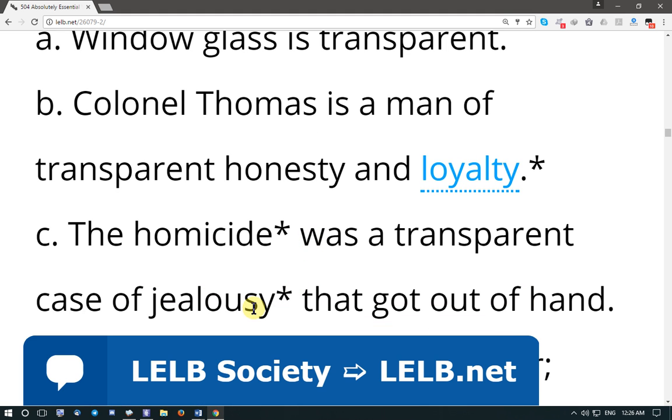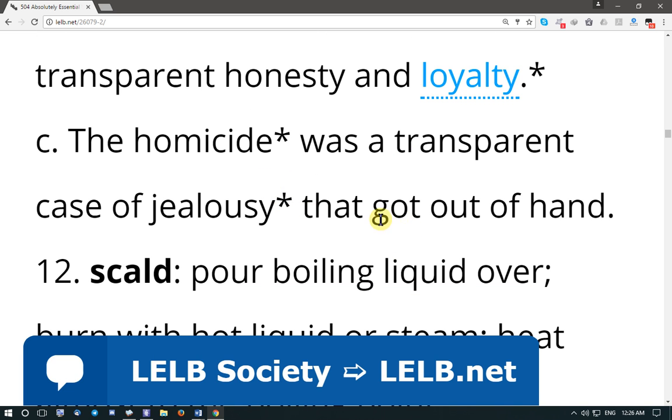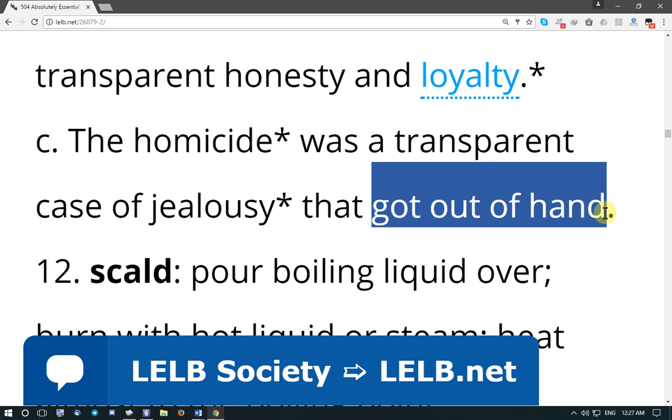Okay. The homicide was a transparent case of jealousy that got out of hand. Homicide means murdering humans. The act of murdering humans was a transparent or clear case of jealousy. So the reason for committing the homicide was jealousy that got out of hand, that became uncontrollable. We could not take it under our control. So it became unruly and uncontrollable.